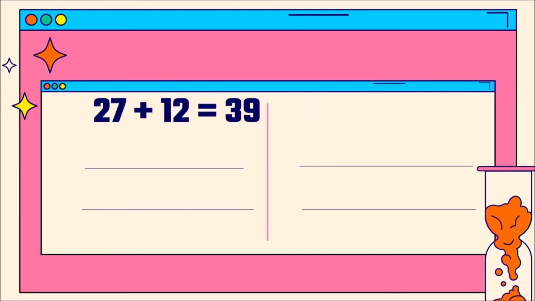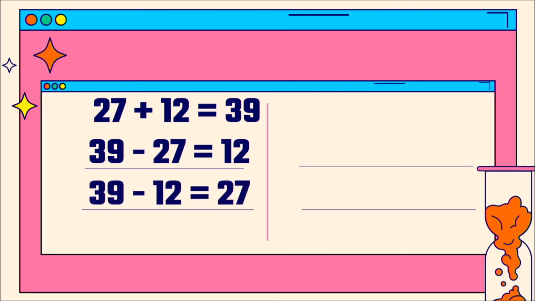Now, let's have the last two more. 27 plus 12 is equal to 39. Which number do you think we are going to use as the minuend? Very good. 39 will become our minuend and 27 is our subtrahend. So, we have 39 minus 27 is equal to 12. Now, let's do the vice versa of it. 39 minus 12 is equal to 27.